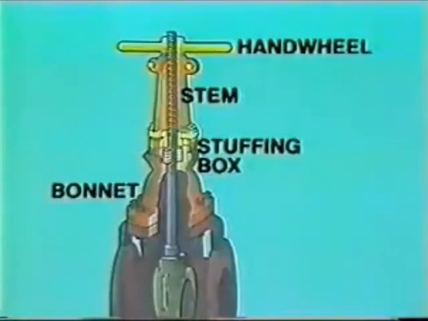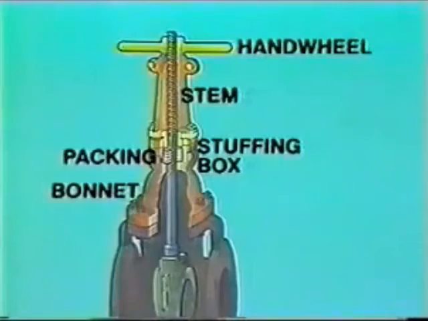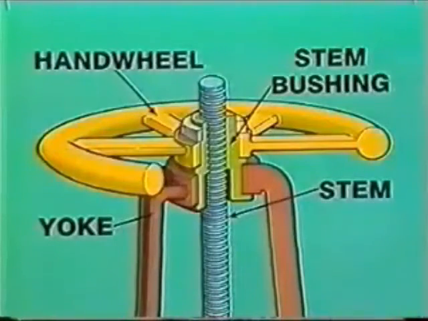In this gate valve, a hand wheel attached to a stem moves a gate up and down. The stem passes through a stuffing box located in the bonnet. A material called packing fills the stuffing box and seals off any gaps that might permit leaks. Toward the top of the valve, the threaded stem screws through a stem bushing, which is firmly attached to the hand wheel. Supporting the hand wheel is an outside yoke. The hand wheel turns freely but stays connected to the yoke.